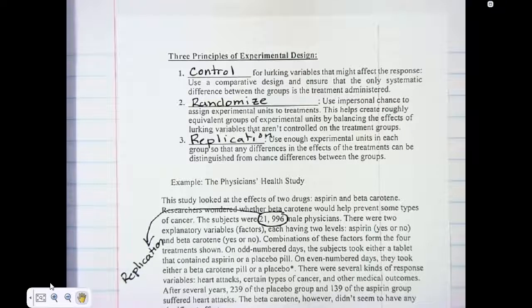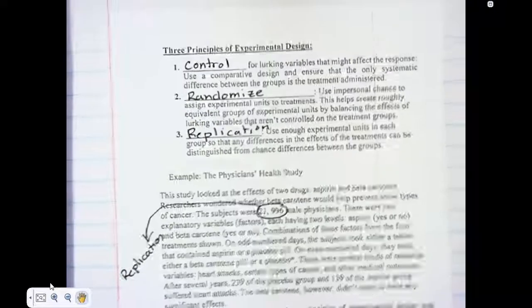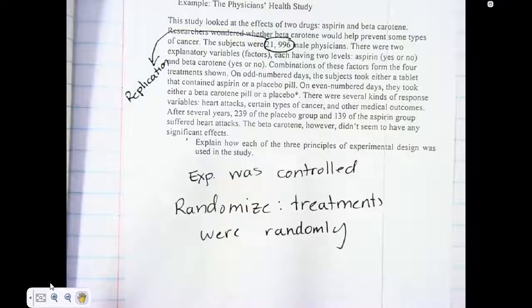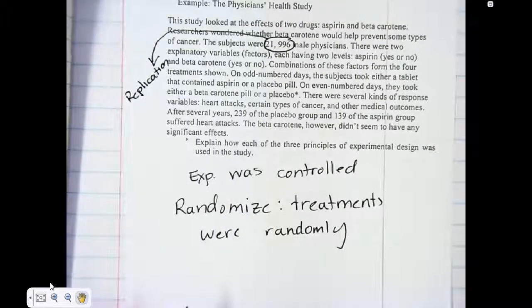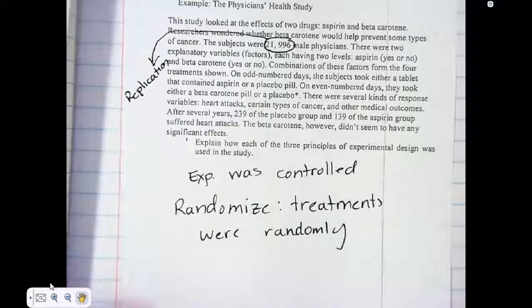And for randomize, we're going to put down that treatments were randomly assigned. Okay, they didn't let people pick whether they had the aspirin or not. Okay, so go ahead, we had the replication, about 22,000 people. The experiment was controlled, and they randomized the treatments. That's where the randomization came in. Okay, let me leave that here for a second since I was writing and you couldn't see.